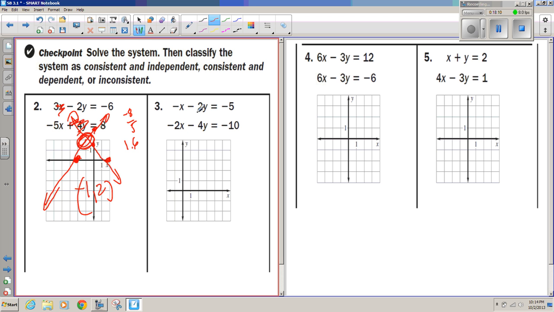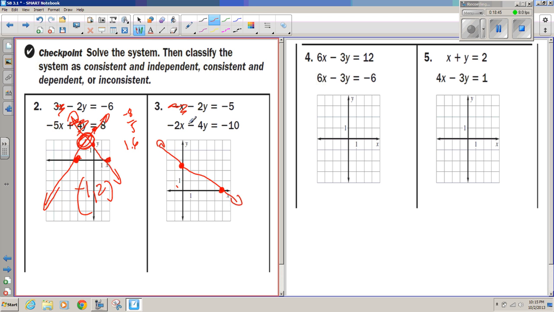Alright, let's look at this one. Let's graph the intercepts some more, please. Negative x minus 2y equals negative 5. So negative x equals negative 5, that means x equals 5. Divide by 2, get rid of this part. Divide by negative 2, becomes positive 2.5. There's your equation, your graph.